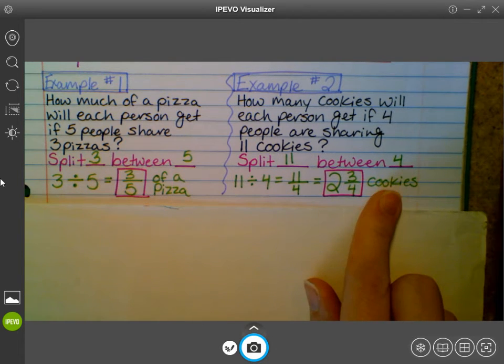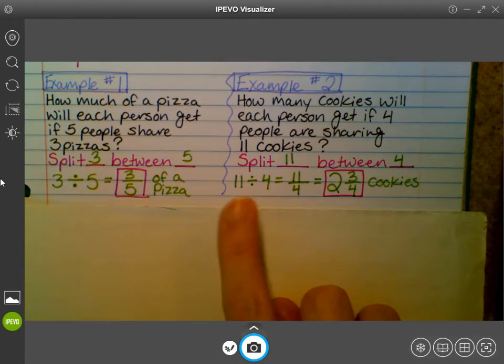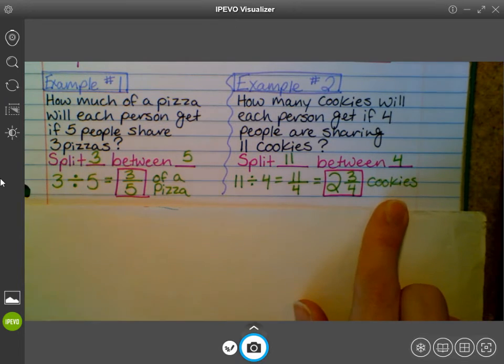How many of you remember to put cookies as your unit? Nice. Now, why didn't we put "of a cookie" like we did over here? Why didn't we put "of a cookie"? Whisper to the person next to you. Why did we put that?